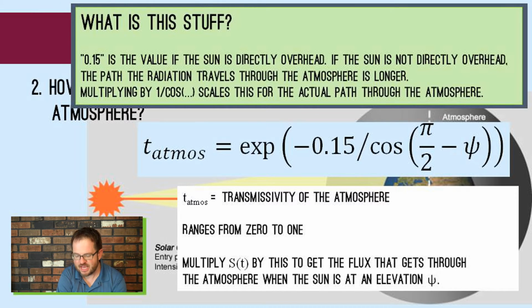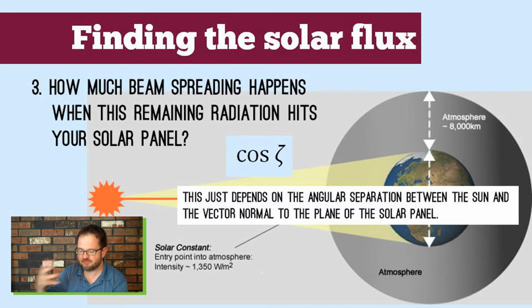Okay. And finally, we need to find out how much the beam spreading is happening when the remaining solar radiation that did make it from the sun to the top of the atmosphere and then through all the atmosphere down to the panel. We need to know the geometry of how those rays are coming in compared to the orientation of the panel. That's that zeta stuff, the angular separation between the rays of the sun and the orientation of the panel. And amazingly, that just works out to cosine of zeta. Now, zeta itself is horrible, and zeta has all kinds of things in it, like elevation angle, which themselves are horrible, but that doesn't look so bad.